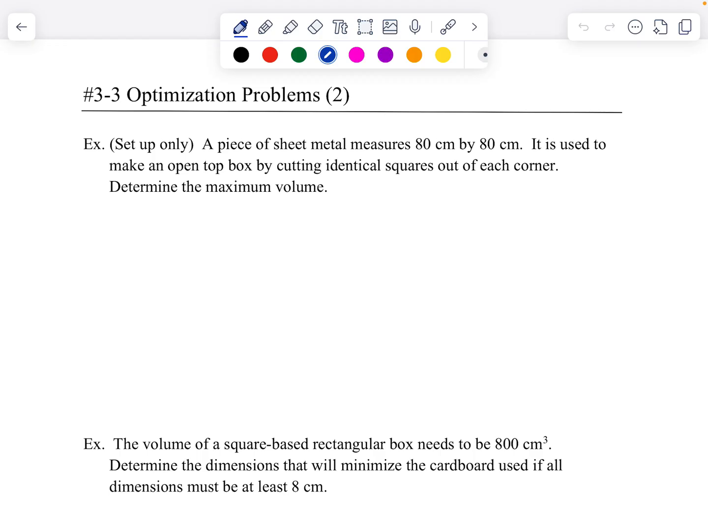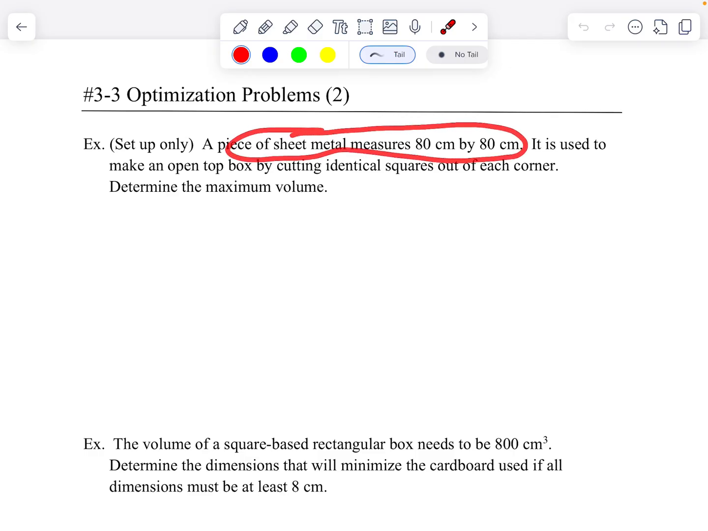We have a piece of sheet metal, a flat piece of sheet metal that measures 80 centimeters by 80 centimeters. It's used to make an open top box by cutting identical squares out of each corner. The question here then: determine the maximum volume. So here is the key. We have this piece of sheet metal, and it's telling us that we are going to cut squares out of each corner so that we can then make a box from that.